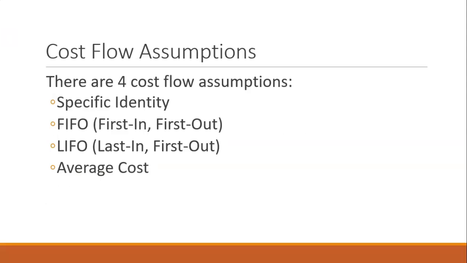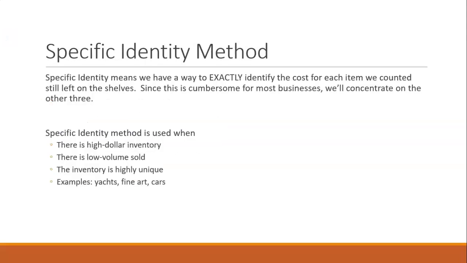As we said in the previous video, there are 4 cost flow assumptions: specific identity, FIFO, LIFO, and average cost. These are how we're assuming the cost flow, which is not necessarily the same as how the actual physical inventory goods flow from the time they get to us to the time they get sold. The manager can choose any one of these 4 primary systems. Typically, however, FIFO and LIFO are the most common, so we're going to zero in on those.